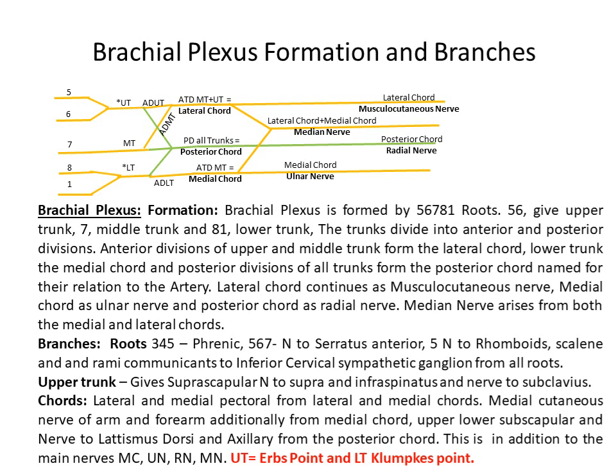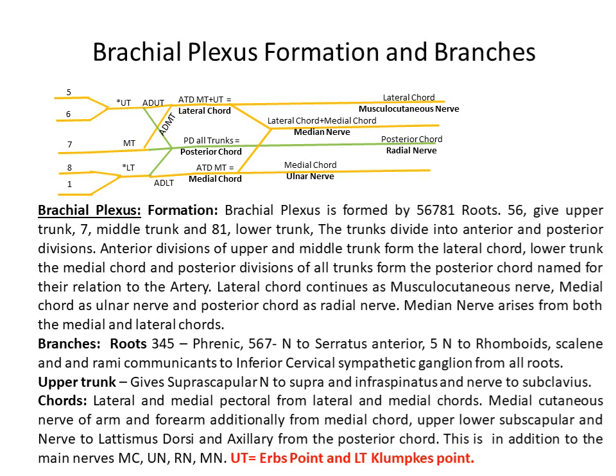Then we start talking of the brachial plexus, the formation and the branches of the brachial plexus. The brachial plexus is formed by the 5, 6, 7, 8, 1 roots. 5, 6 give upper trunk, 7 middle trunk and 8, 1 lower trunk. The trunk divides into anterior and posterior division.